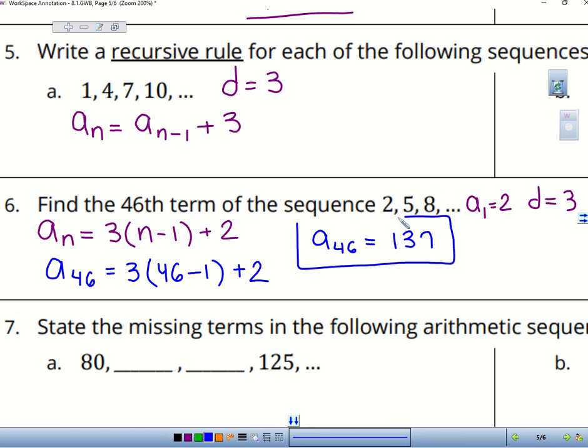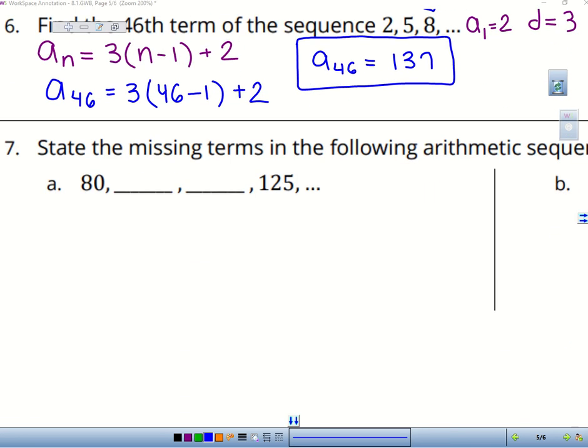So how you would read this out is it would be the 45th term of the sequence. I'm sorry, I keep saying 45th. The 46th term of the sequence is 137. So if you kept adding 3 over and over again until you got to the 46th term, you would get 137. Over and over again, you would get that. Any questions about that? Okay.